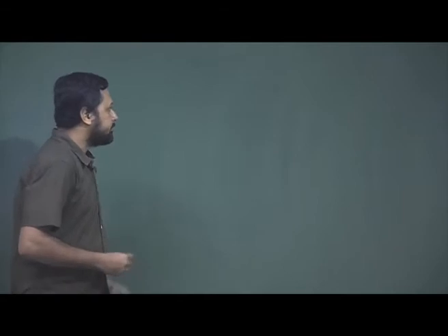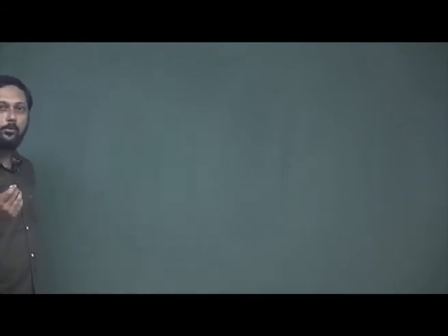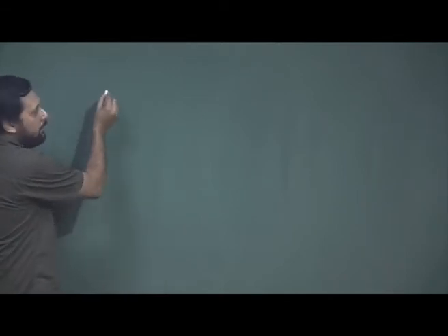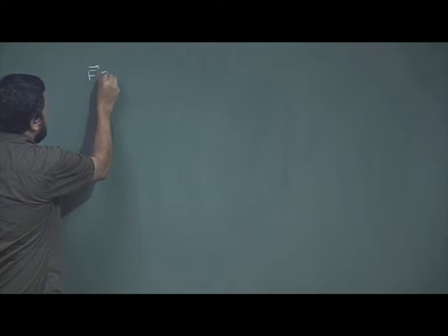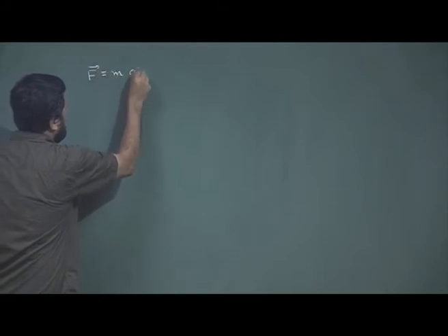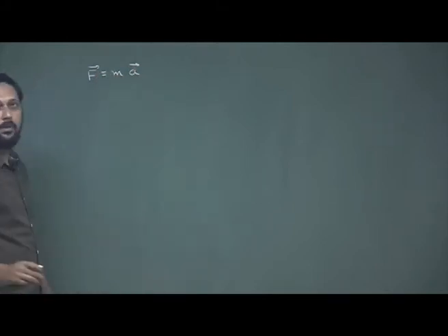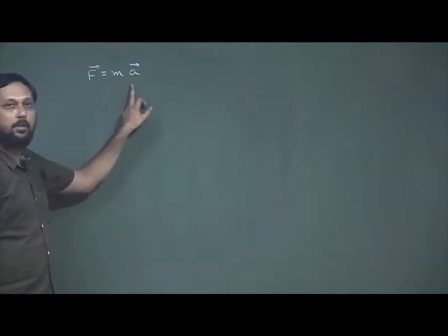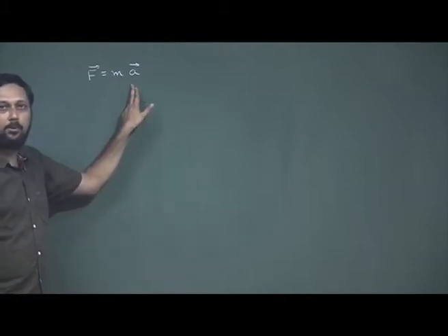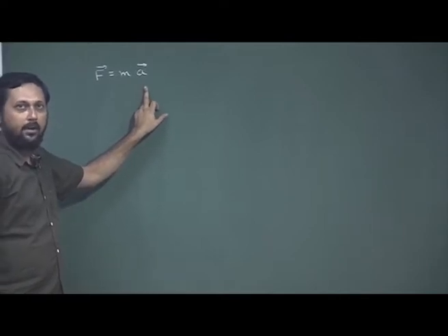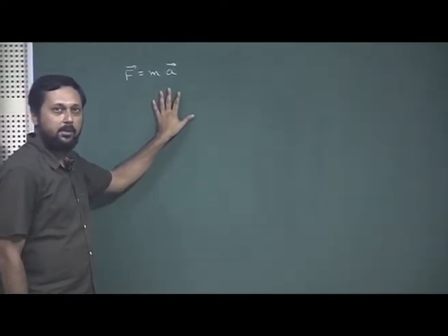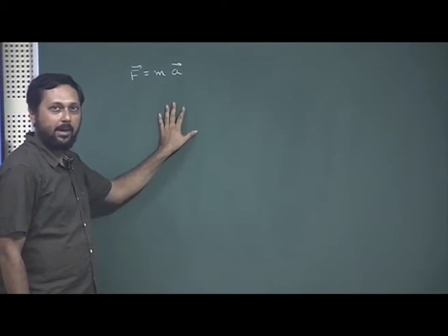Now let us start with a review of classical mechanics, review of basic Newtonian mechanics, as we can call it. So we all know that the fundamental equation is F equal to ma. This is the fundamental equation which comes from Newton's second law, and this is the most fundamental equation of Newtonian mechanics.